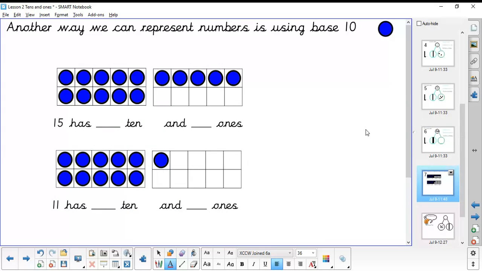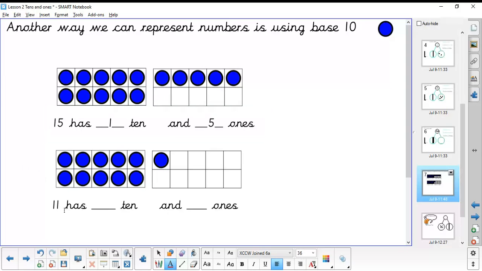Another way we can represent numbers is using base 10. So similar number sentences, just a different picture, a different way of showing you what it might look like. So 15 has how many tens? Well, we have one full base 10. So it means that we have 1 10. And how many ones? Well, we don't have a full base 10, so we're going to have to count these individual counters. 1, 2, 3, 4, 5. And we've got 5 ones.